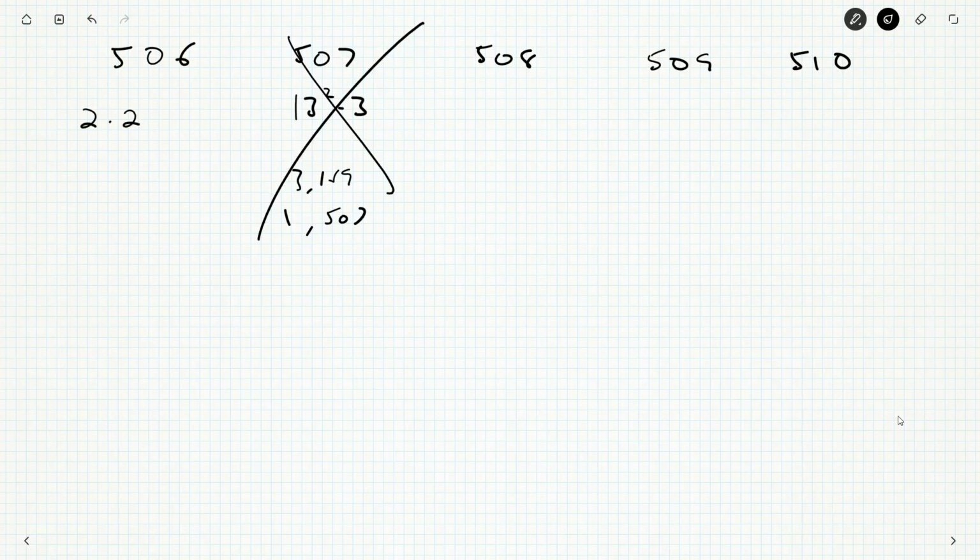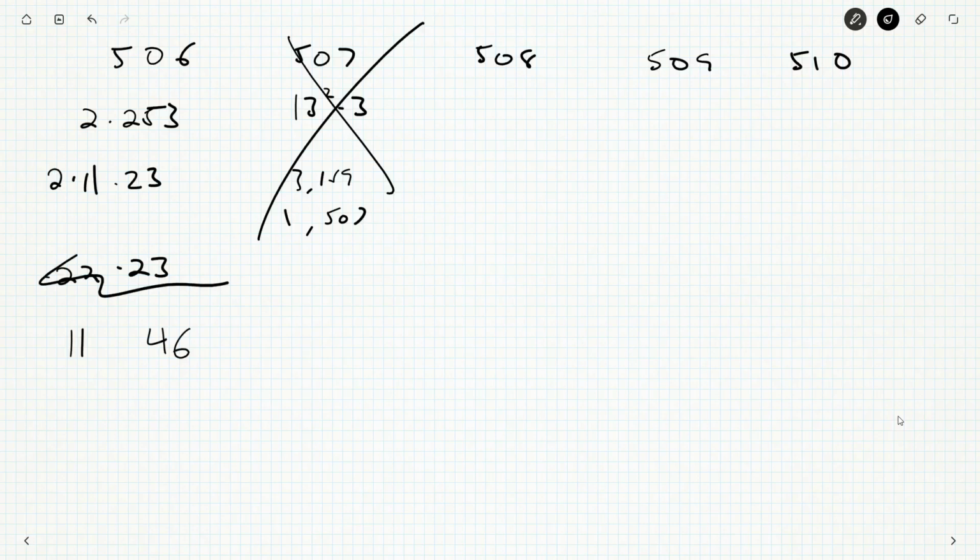This is just 2 times 253. 253 strikes me as a prime. So go up to 15. So 253 divided by... Oh, no, it's a multiple of 11. So this is 2 times 11 times 23. I could have 22 and 23. But then 2 times 22 is 44, and that's too big. How about 11 and 46? Now it's the opposite problem. The m is too big. Yeah, that one's out.